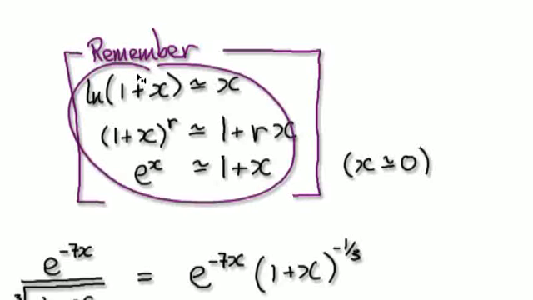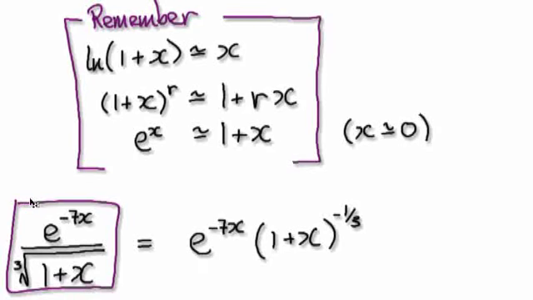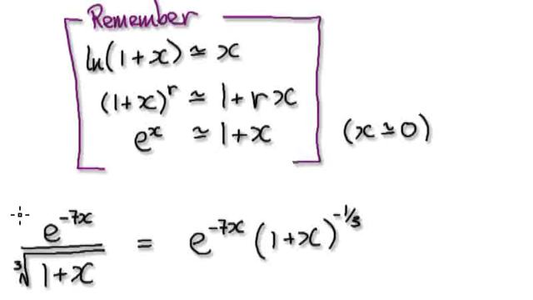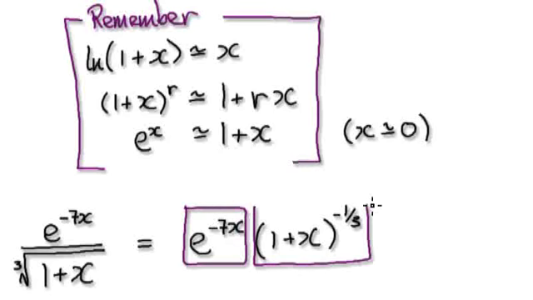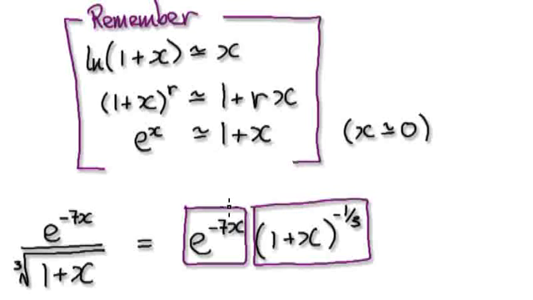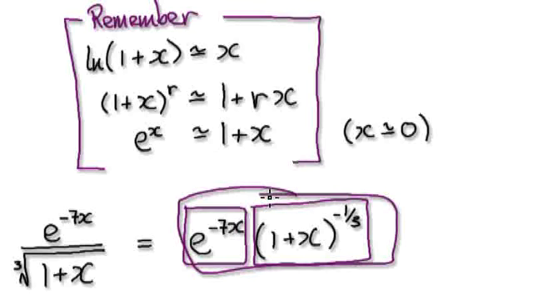So, for example, let's look at this here. We can use this here to approximate this. So to do this, rewrite this as this here. So really, what you've got here is one block multiplying with another block, and now we can use this to approximate this whole thing here.